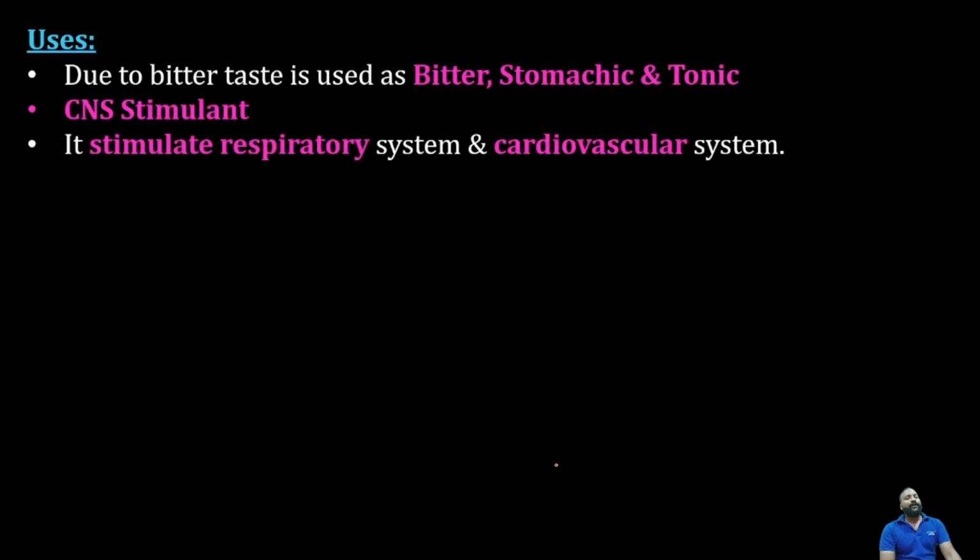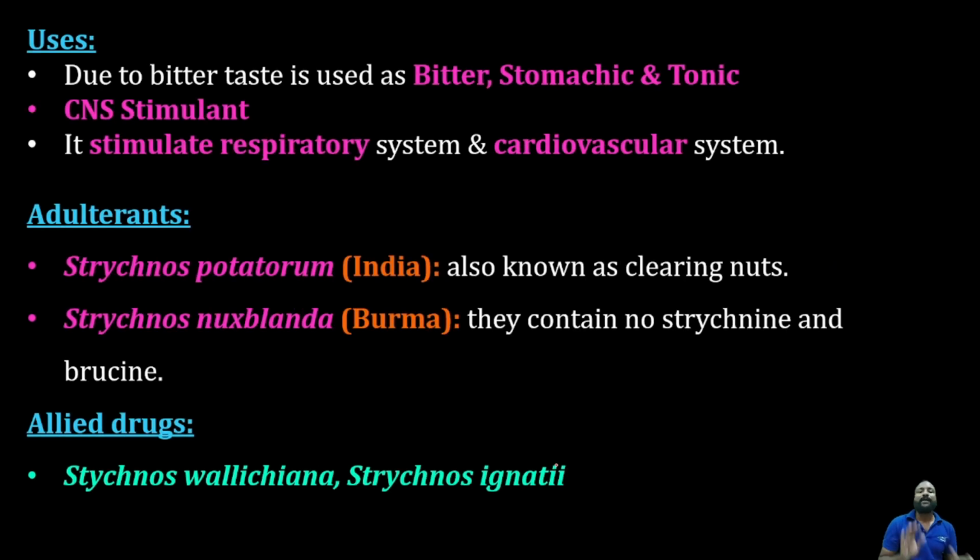Now moving to the uses of this particular Strychnos nux-vomica. Due to its bitterness, it is used as a bitter, stomachic and tonic. But almost all alkaloids, 60 to 80%, we can consider as CNS stimulants. Most of the alkaloids act on the entire CNS. Some produce a sedative effect, some are CNS depressants, or some are CNS stimulants.